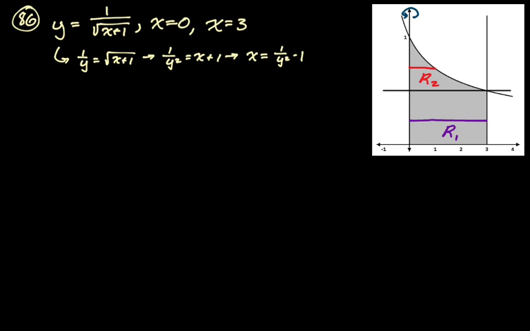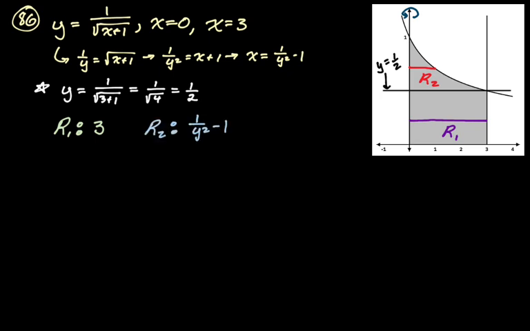Okay, so we definitely need to know where these intersect. So if y is 1 over the square root of x plus 1 and x is 3, then we get 1 over the square root of 4, which is 1/2. All right, so this line here is 1/2, which you can visually see, but if you're not using a computer to graph it, can you visually see? I don't know. Okay, so R1 is just x equals 3.